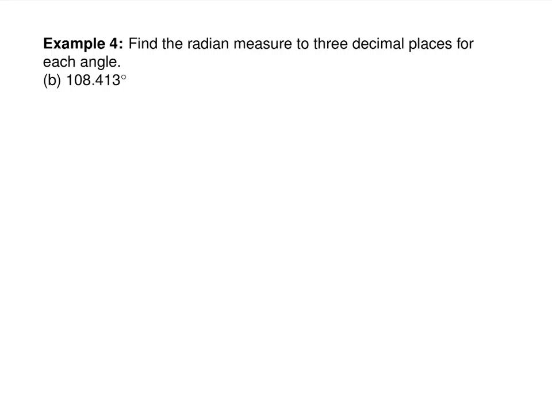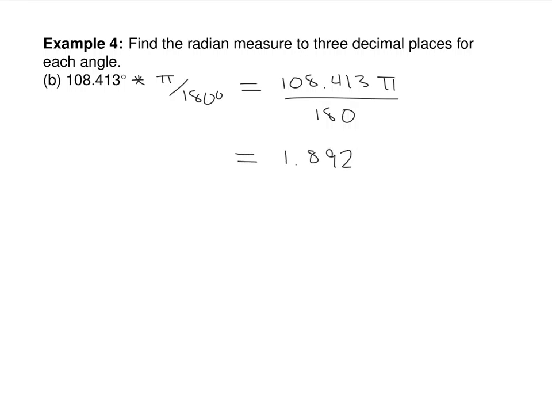108.413. So multiply this by pi over 180. So that will be 108.413 times pi over 180. 1.892 radians. What was after the 2, just out of curiosity? 1. Okay.